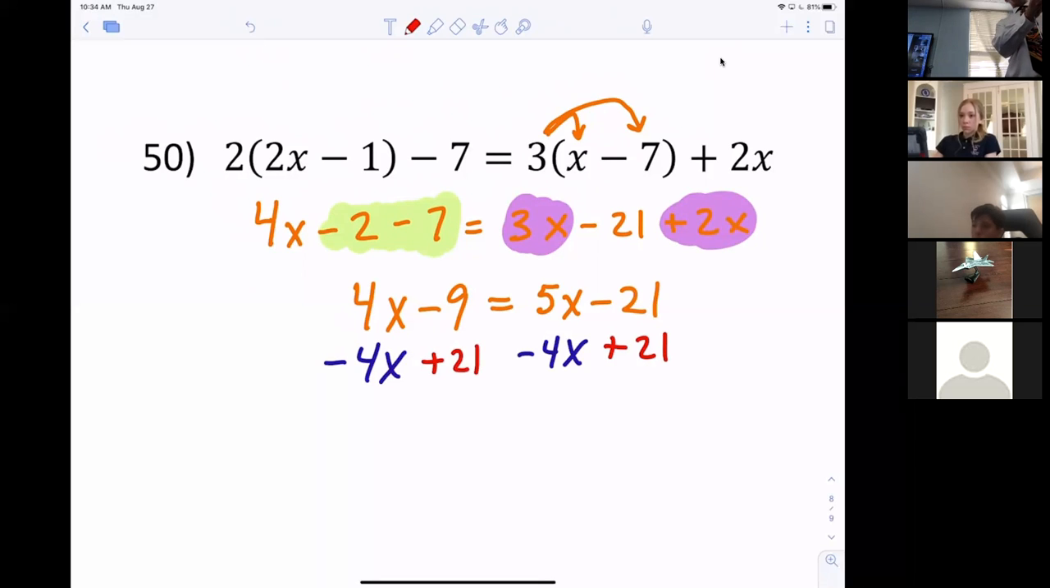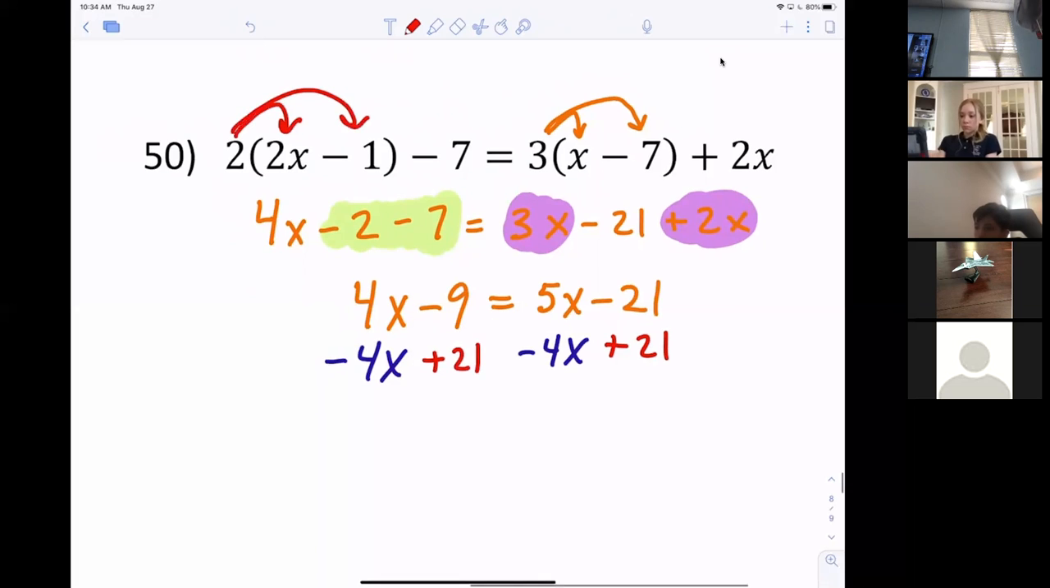Yes, Mr. Greep. So on the first parentheses. Yes. Where did the 2 go? 2 times 2 is 4, 2 times 1 is 2. And then on the other parentheses, you with me now, right?